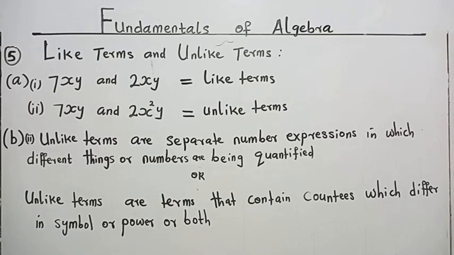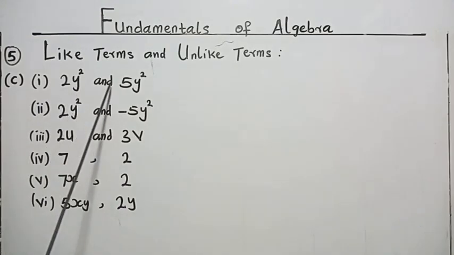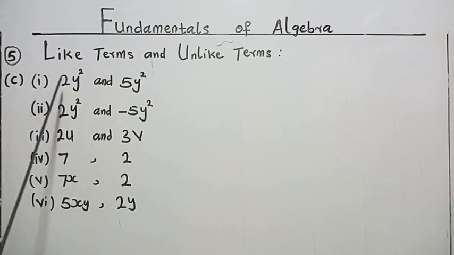Let us see some examples selected to help us see how to identify like terms and unlike terms. And here come some examples selected for that purpose. We'll have about 6 of them. The first is 2y to power 2 and 5y to power 2. These are separate number expressions. Are they like terms or unlike terms?